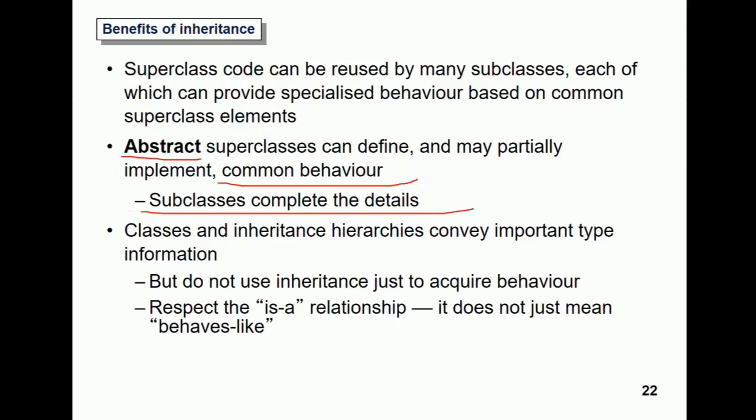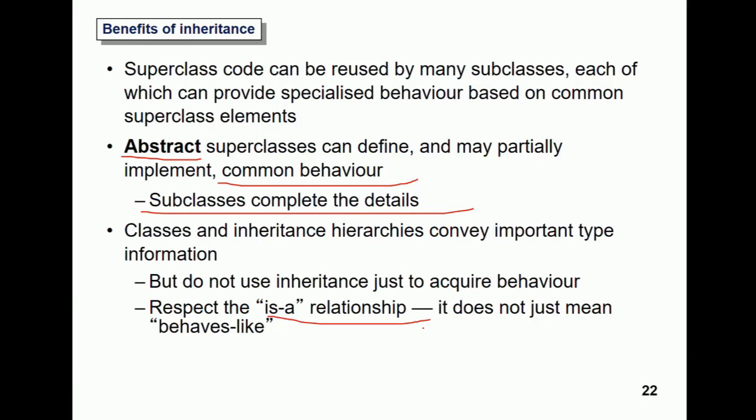Classes and inheritance hierarchies convey important type information, but do not use inheritance just to acquire behavior. Respect that there is a relationship. Make sure that something is something else when you use inheritance. Going back to our bicycles example, the bicycle class might have a brake method, which is useful for lots of different vehicles. But you don't really want to create a subclass of bicycle and call it a car or BMW, because a car is clearly not a bicycle.